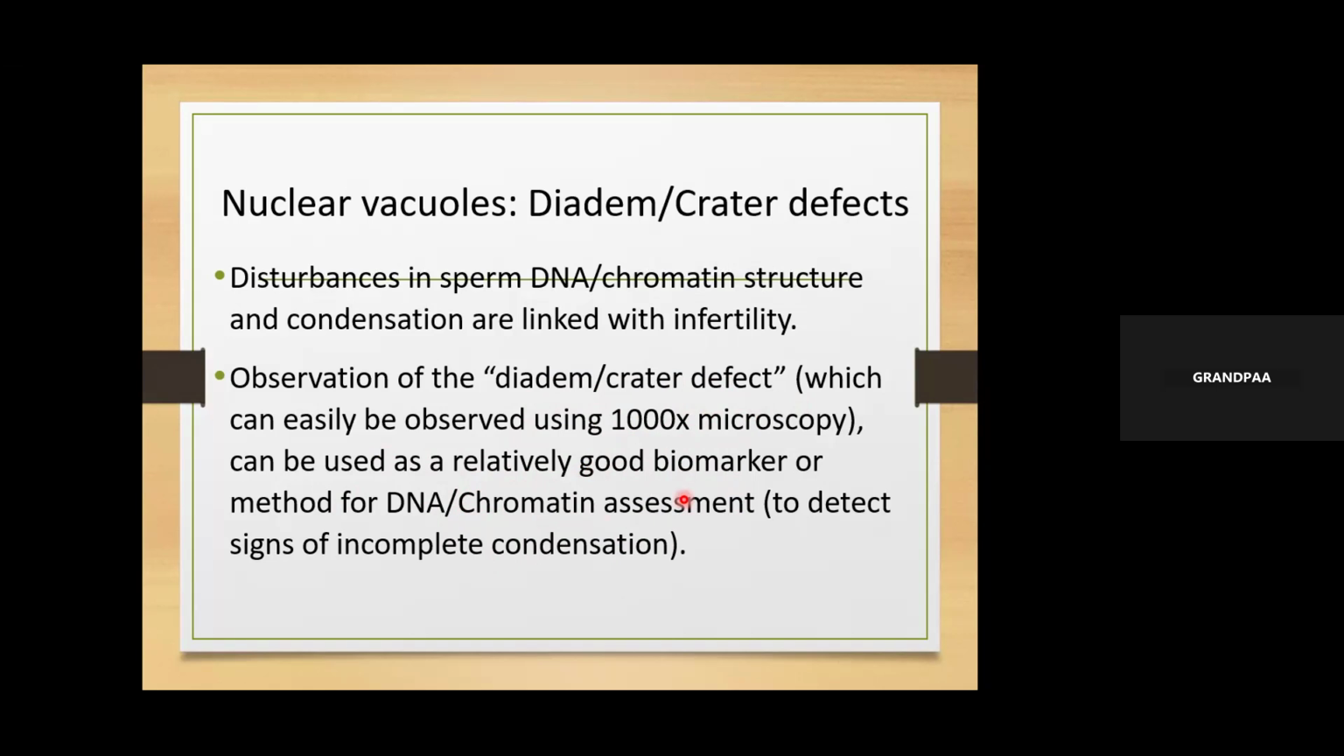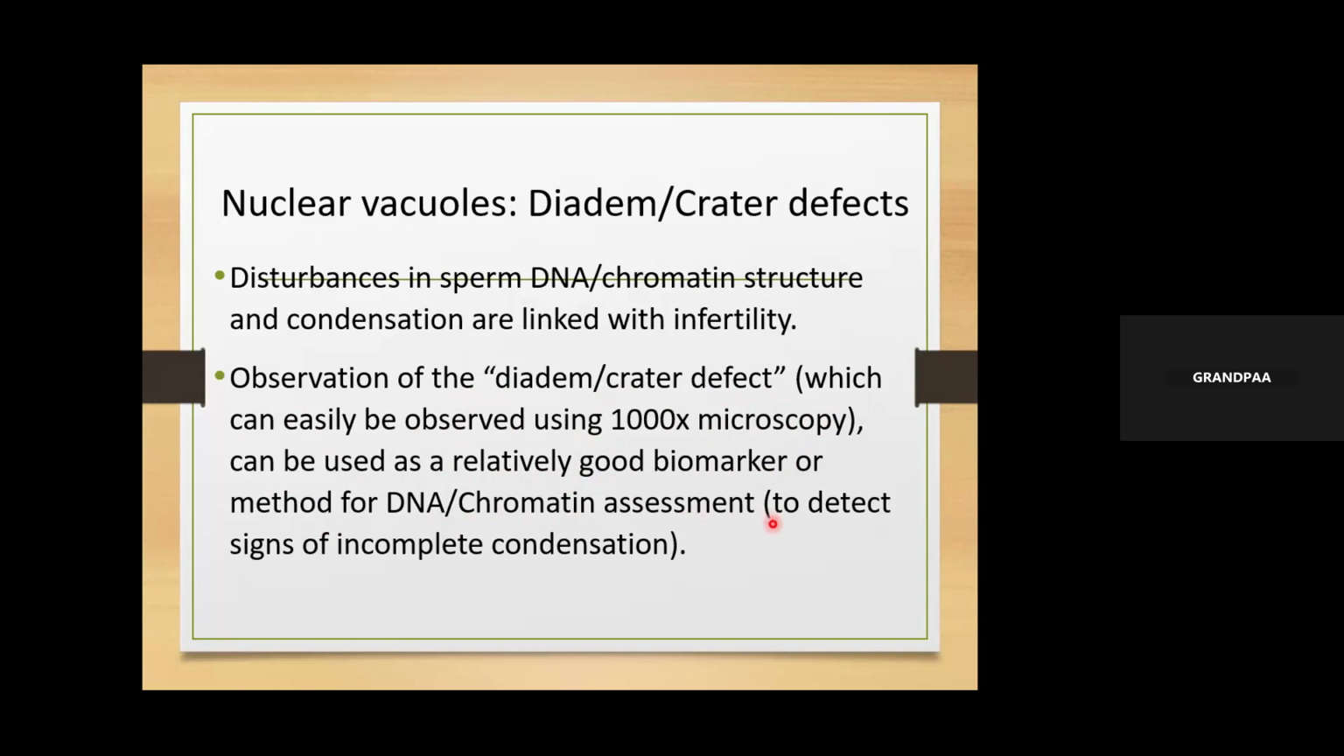And you know that once you have a DNA condensation problem, then it means that even if the cell outside looks normal, that sperm is not going to be able to fertilize an egg. So the observation of the diadem crater defect, which can easily be observed using times 1,000 microscopy, which is oil immersion, can be used as a relatively good biomarker or method for DNA chromatin assessment.